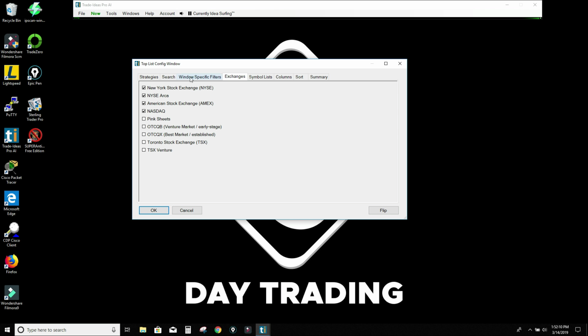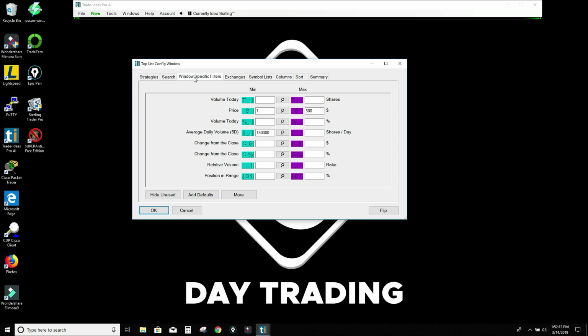Next thing is I'm going to come up to Windows Specific Filters, click that tab. So we want to be trading stocks that have high volume. When a stock has high volume, that means lots of traders are interested in that stock. And when a stock has the interest of other traders, that means something is going on with that stock. It's either a really good technical pattern that's forming, or there's some type of news surrounding that stock that's getting people interested.